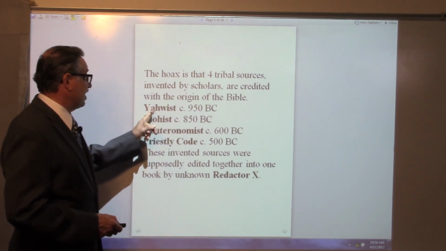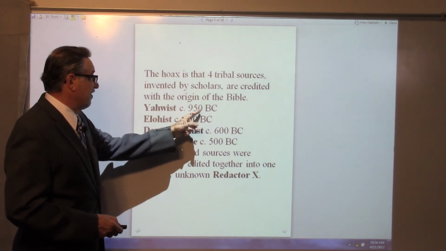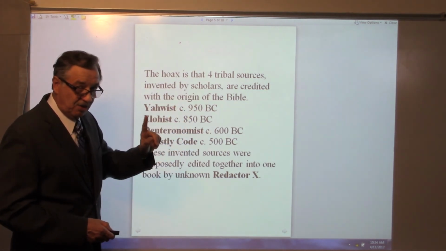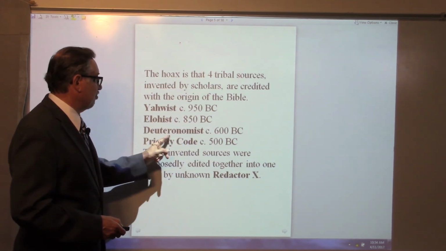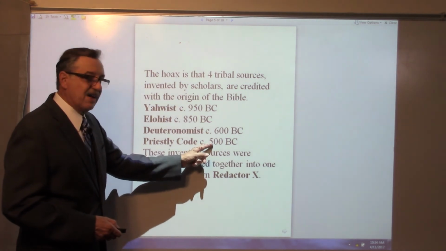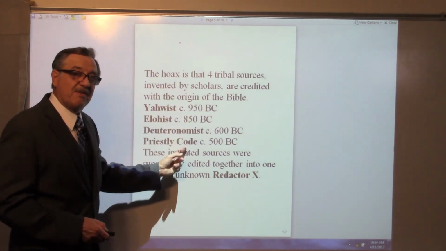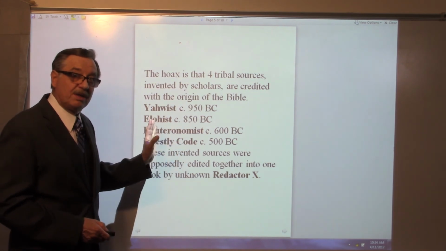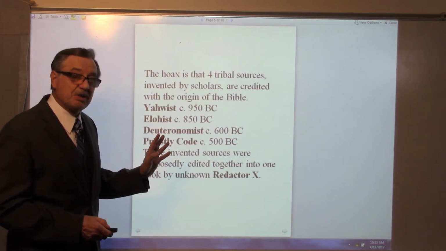They are known as Yahwehs. Now, they invented these names. Yahwehs, 950 BC. That's their determination. Elohis, 850 BC. Deuteronomus, 600 BC. Priestly Code, 500 BC. None of these names or dates can be verified. It's all theory. They're just putting it together as they imagine it to be.